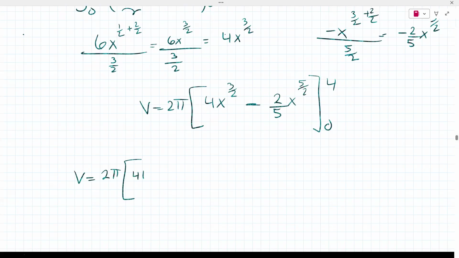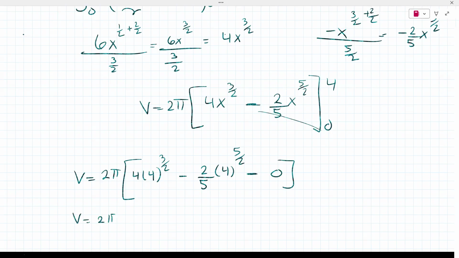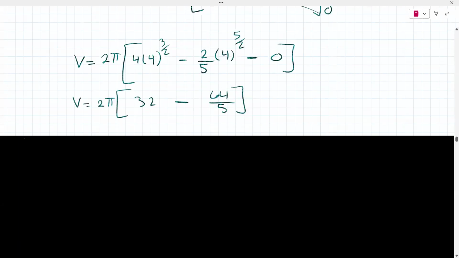So do the upper: it's 4 times 4 to the 3/2 minus 2/5 times 4 to the 5/2, minus, and then this is easy, the lower is going to be 0 minus 0, that's 0. So this is going to be V equals 2 pi. If you put this in the calculator, 4 times 4 to the 3/2 should give you 32, minus, and 4 to the 5/2 times 2/5 is negative 64/5. When you clean this up and do all the work, you should get volume equals 192 pi over 5.